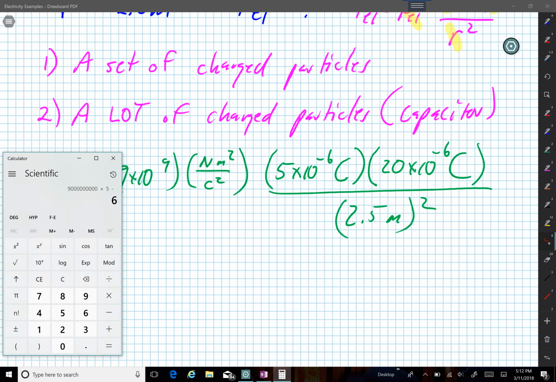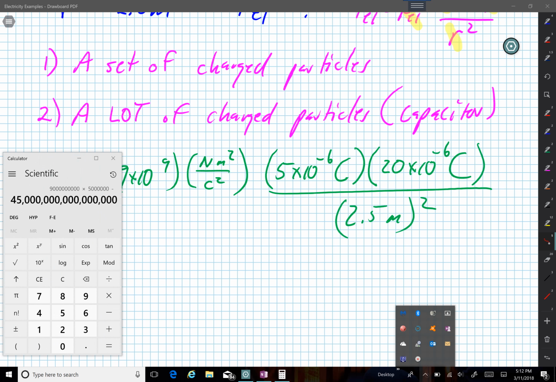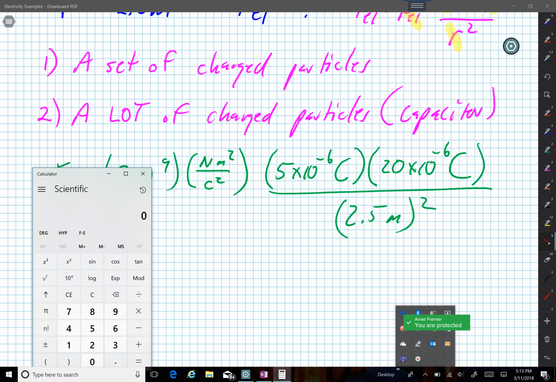minus 6. No, that wasn't right. Let's clear that. 9e9 times 5e 6. And I want to make sure the 6 is a negative. No. Nope. That's not going to do it either. All right, hang on here a minute. All right, let's try this again.